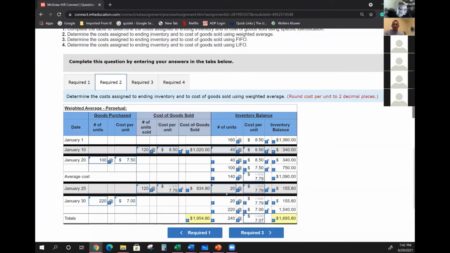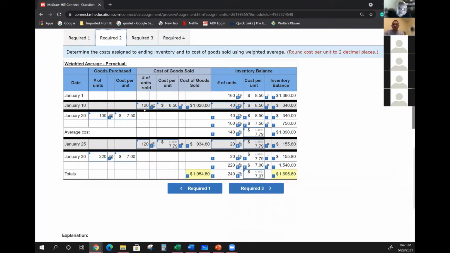All right, so I have 120 units that I'm selling. Well, I only have that one batch, that 160. So I know what my cost is going to be. It's going to be 850. Then I have 40 left.